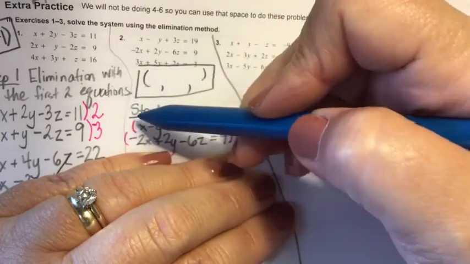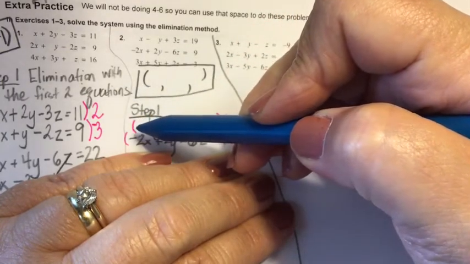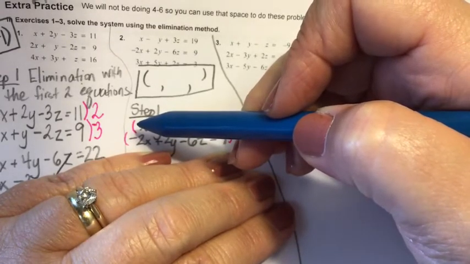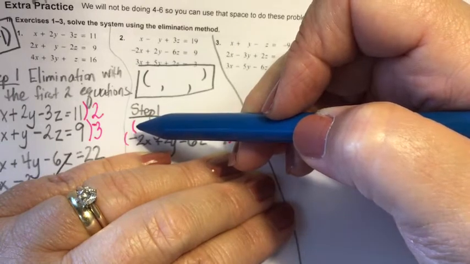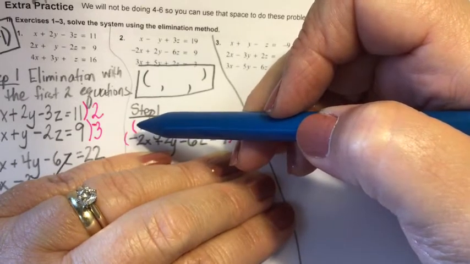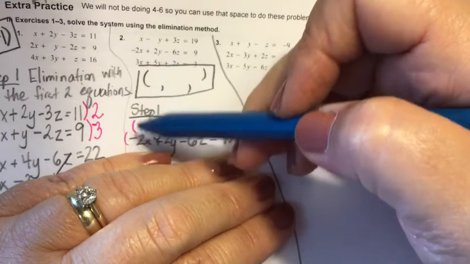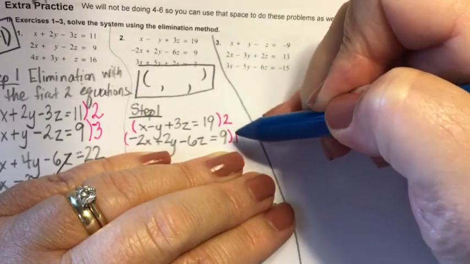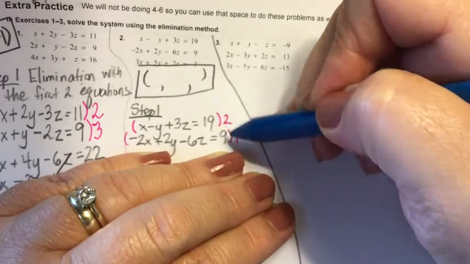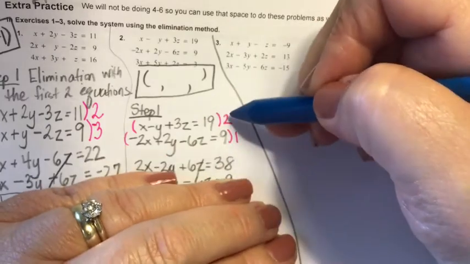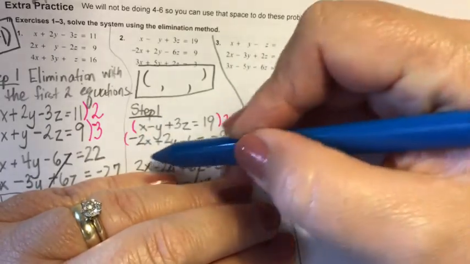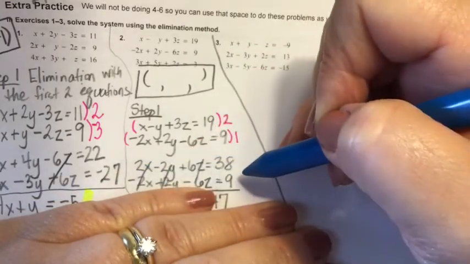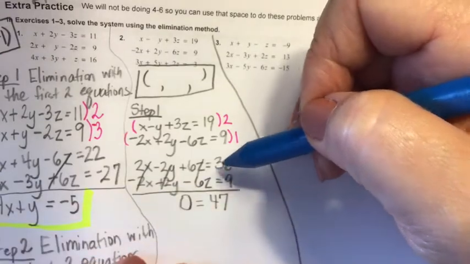My next question for myself is, are the 2 of these opposites? Yes, they're opposite. Therefore, I do not need to put a negative sign on either one of these. I multiplied the top by 2 and got this equation. Multiplied the bottom by 1 and got this equation. And then here's where something strange happened.